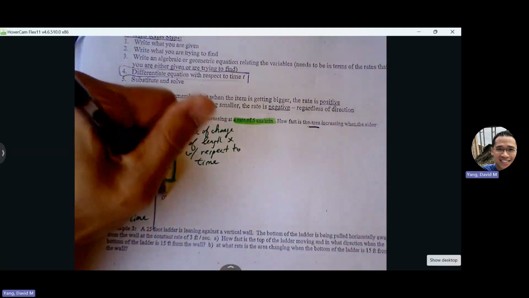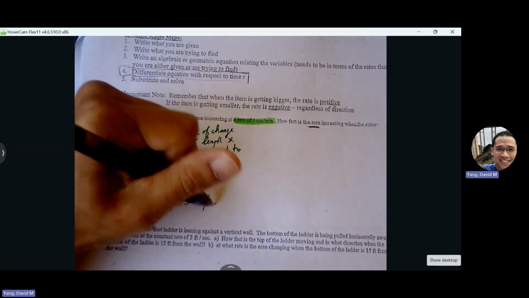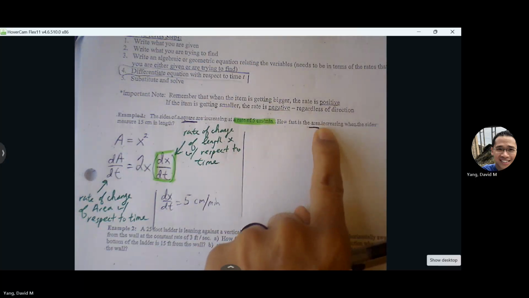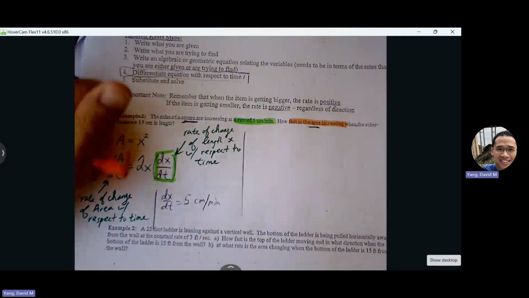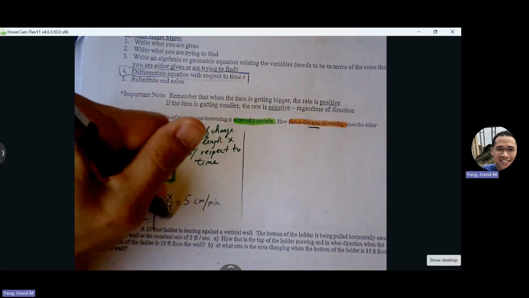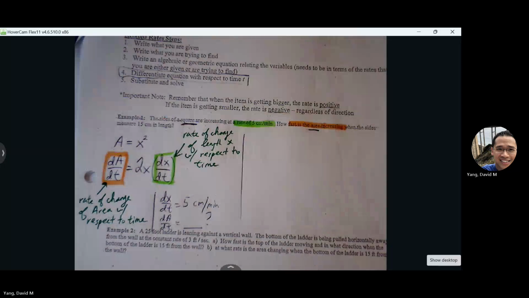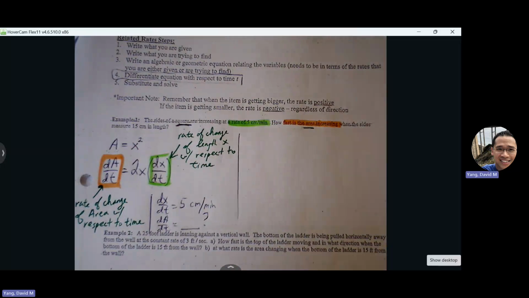So let me go ahead and just label that. dx dt is just 5 centimeters per minute. How fast is the area increasing? So guess what this is referring to? dA over dt, yeah. That's the unknown. So that's what we're looking for. That's going to be the question mark. When the sides measure 15 centimeters in length, what can we assign 15 to be? x. x is 15.